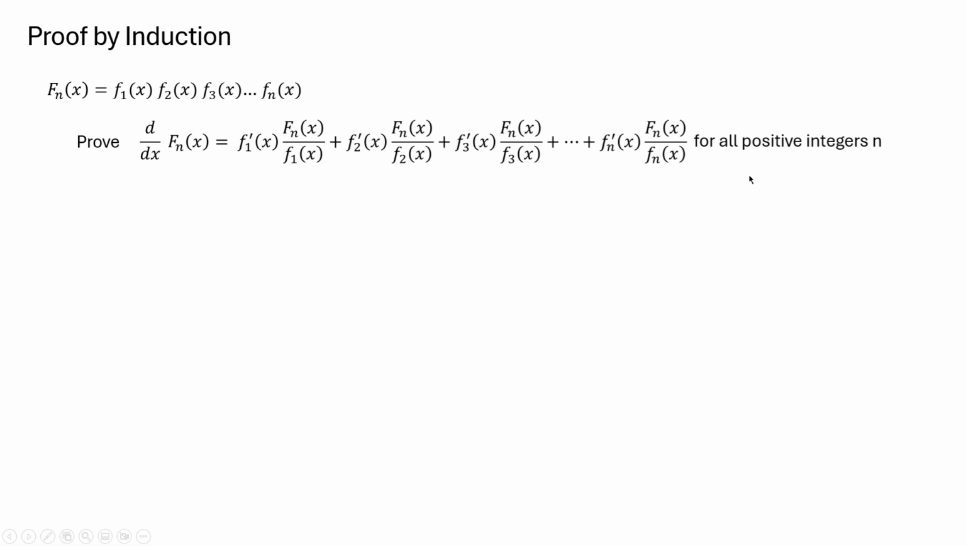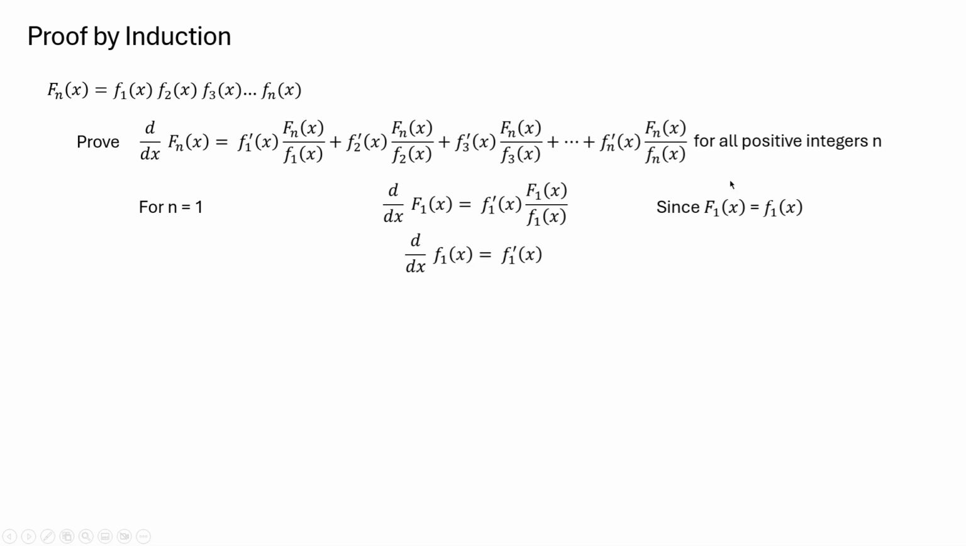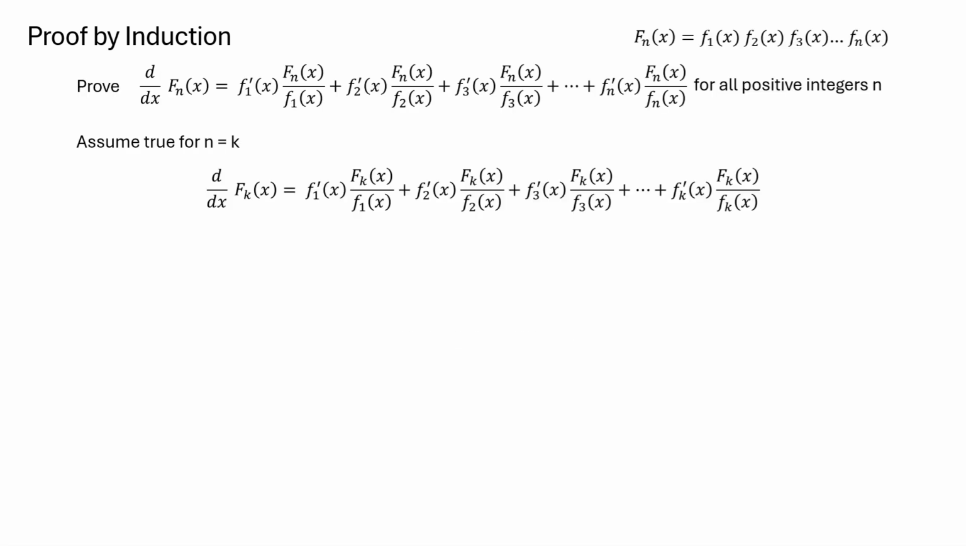Now we've got to prove that for all positive integers n. So we'll start with n equals 1. That's quite simple, as we know that capital F1 is equal to f1 of x. So the numerator and denominator cancel, and we end up with this equation, which is correct by definition. So we know it's true for n equals 1. Now let's say it's true for n equals k, which will look something like this. Now we have to try n equals k plus 1.